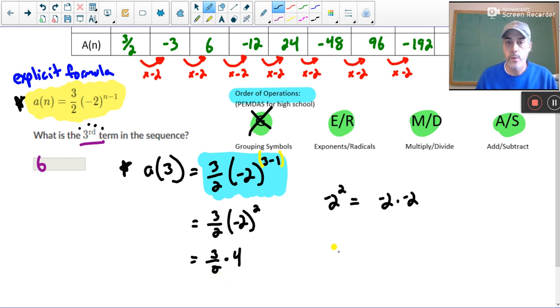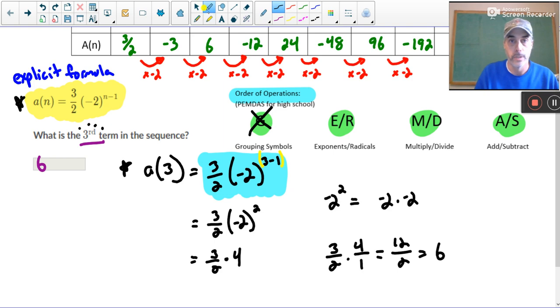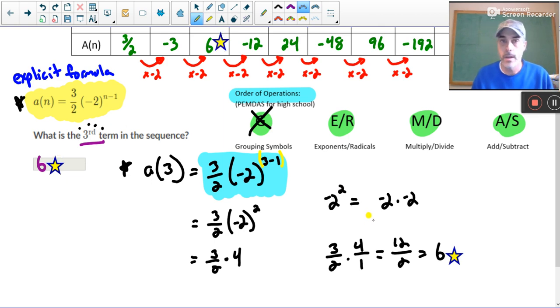3 over 2 times 4 can be thought of mentally as a fraction times a whole number over 1. I could multiply straight across. 3 times 4 is 12. 2 times 1 is 2. And then divide. 12 divided by 2 is 6. We got an answer. The answer of 6 was the answer we already knew because I had written out the sequence previously.